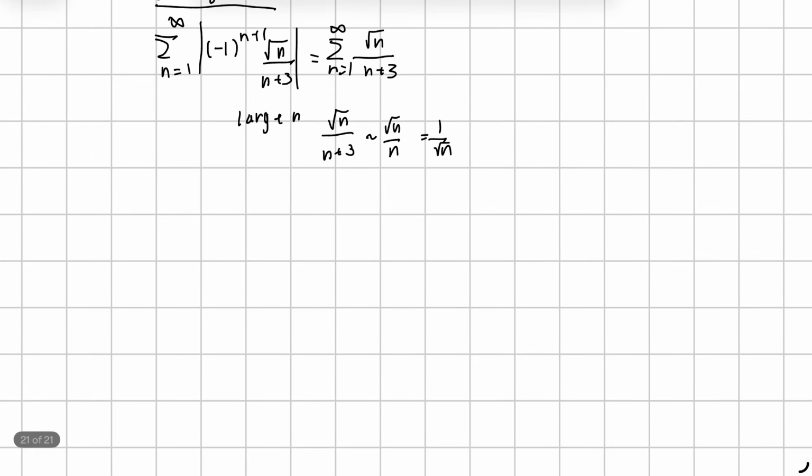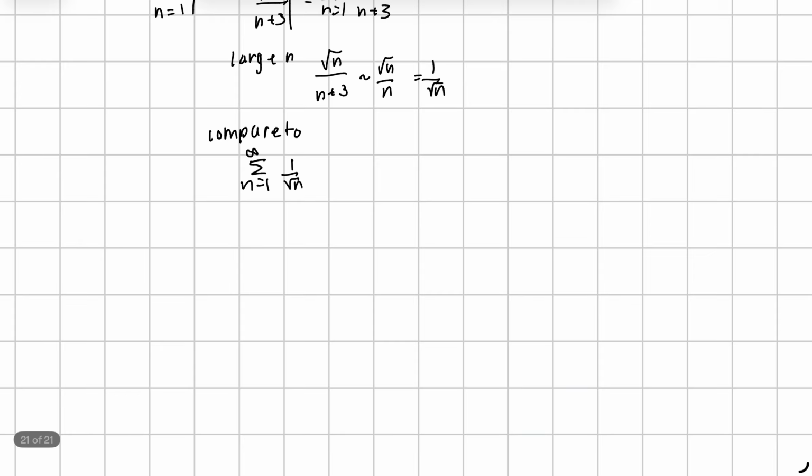So now let's compare this to the summation from n equals 1 of 1 over the root of n. This is going to be a p-series with p equal to 1/2. So because p is less than 1, it's going to diverge.